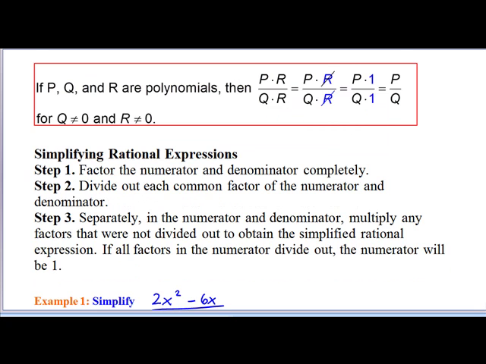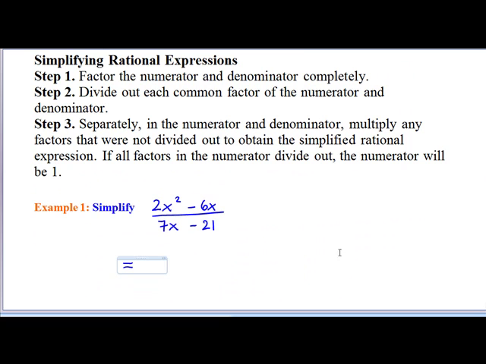So let me show you an example to do this. I'd like to simplify this problem. First I'm going to use step 1, which is to factor the numerator and denominator. I see that 2 is a common factor because 2 divides by 2 evenly and 6 divides by 2 evenly. And x is also a common factor because x belongs inside this term and this term. So I have x minus 3.